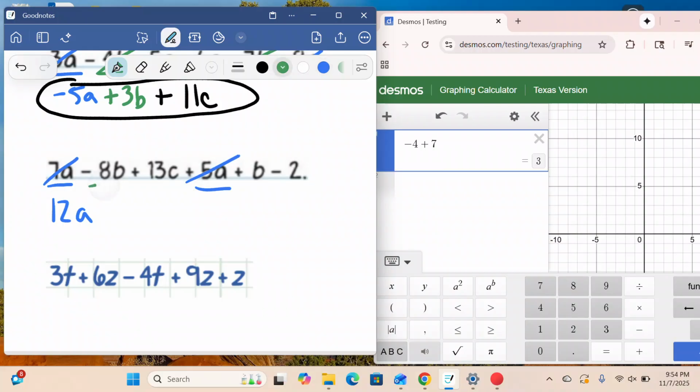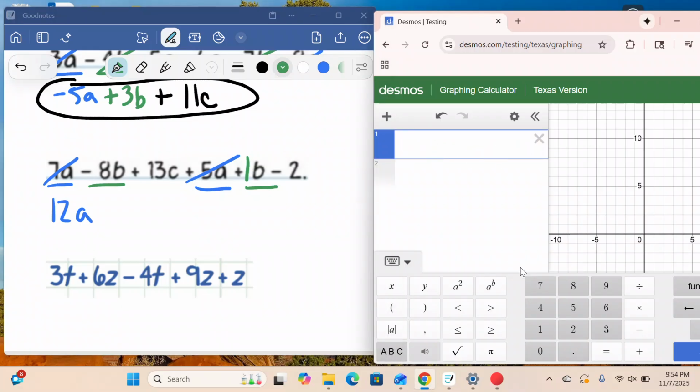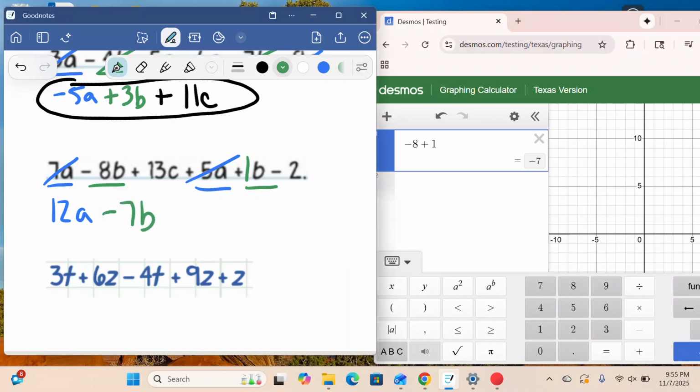Then I look at my next one. I look at the b's. I have a negative 8b and a positive 1b. Again, that is an imaginary 1 in front of the b. So if I don't know what negative 8b and a positive 1b is, well, I just put it into the Desmos calculator. Negative 8, and then I go positive 1, and I add it, and it gives me a negative 7b. So I collected like terms there, and I collected like terms there, and I am done with the b's.